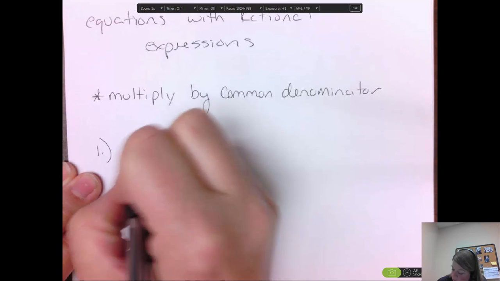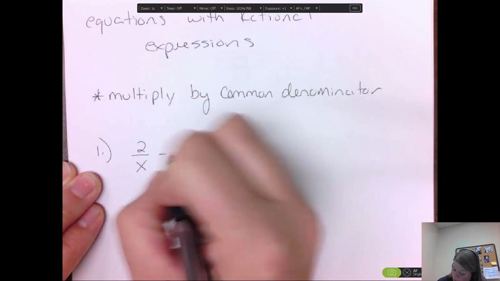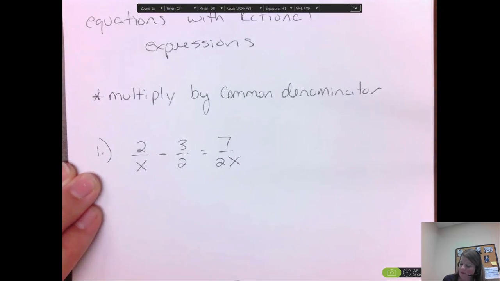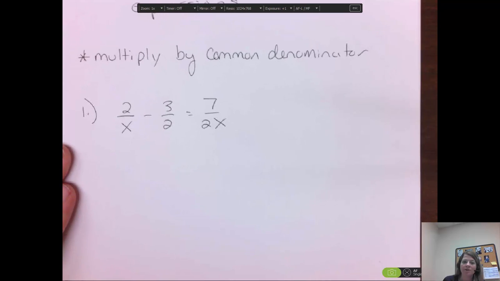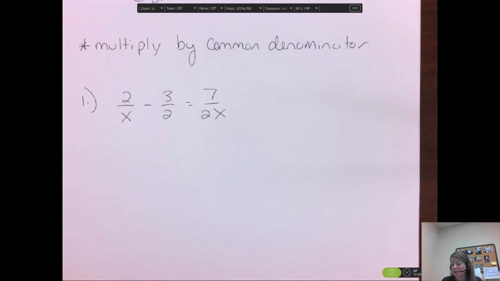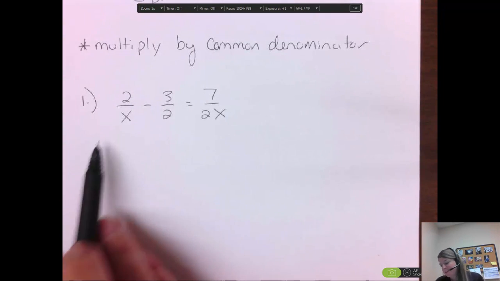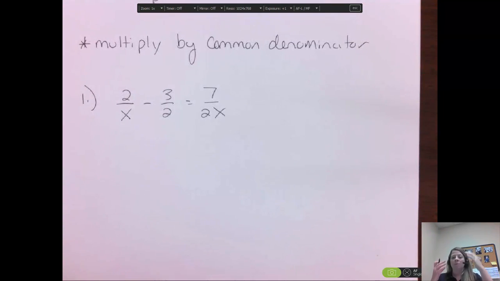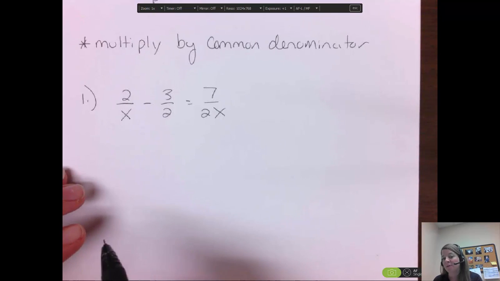So let's look at my first one. If I have 2 over x, minus 3 halves equals 7 over 2x. So here's my first rational expression, or rational equation. It's not really an expression when it has an equal sign, it's then an equation. So when we look at this, we could combine the like terms here or get a common denominator, subtract them, and there'd be a lot of steps with each process because it has fractions. The best way is to multiply everything by the common denominator and get rid of all denominators.